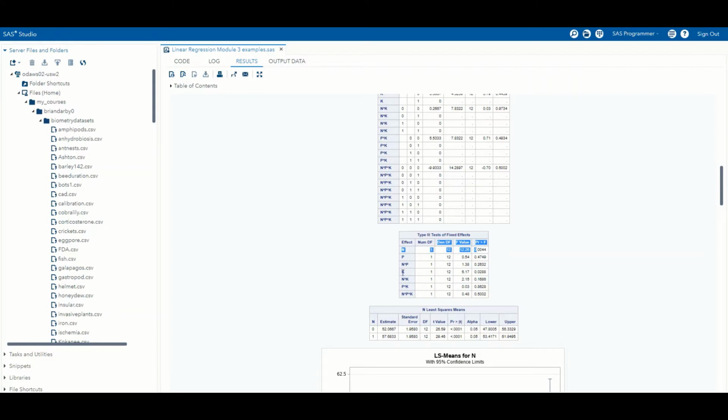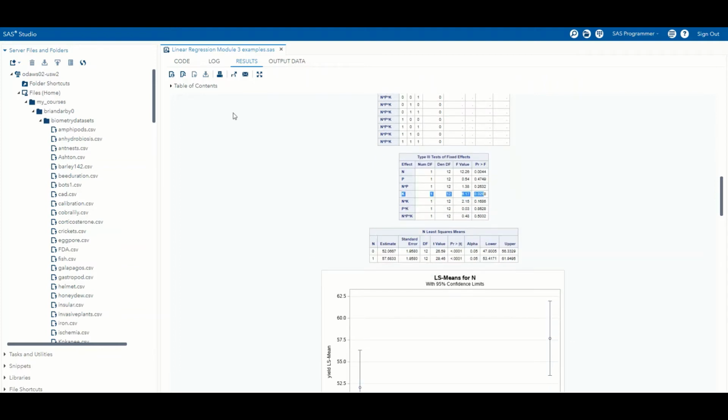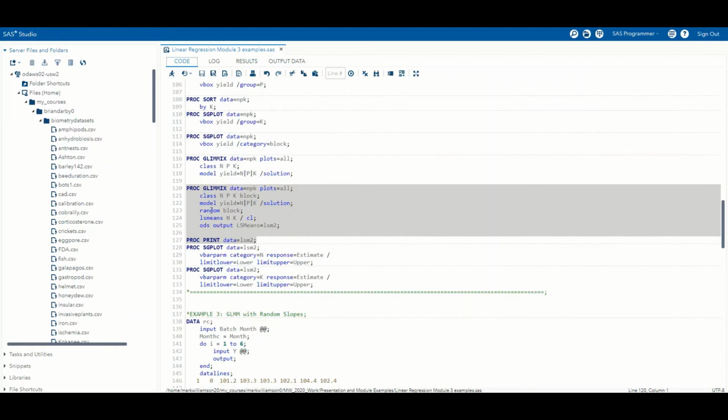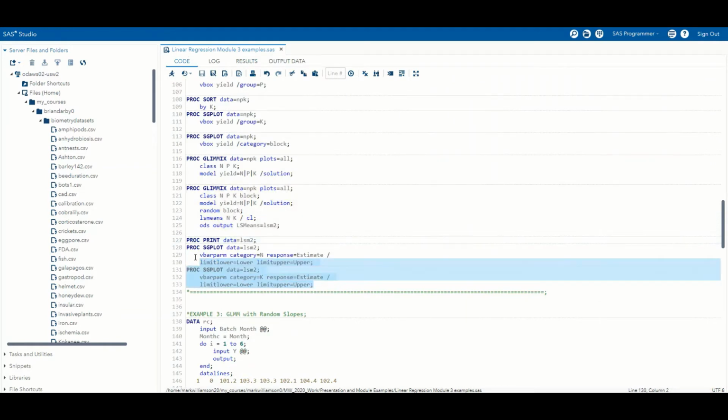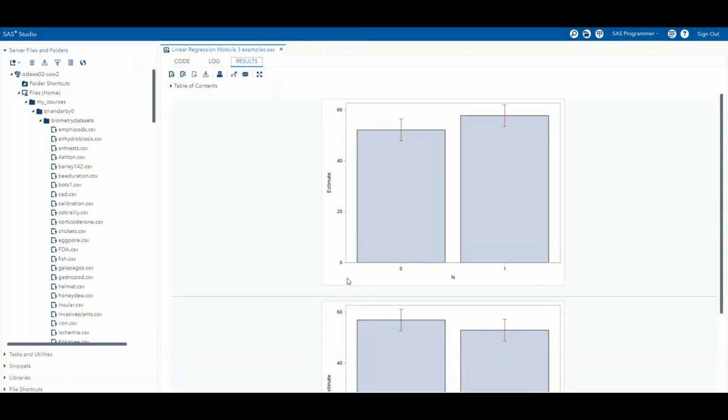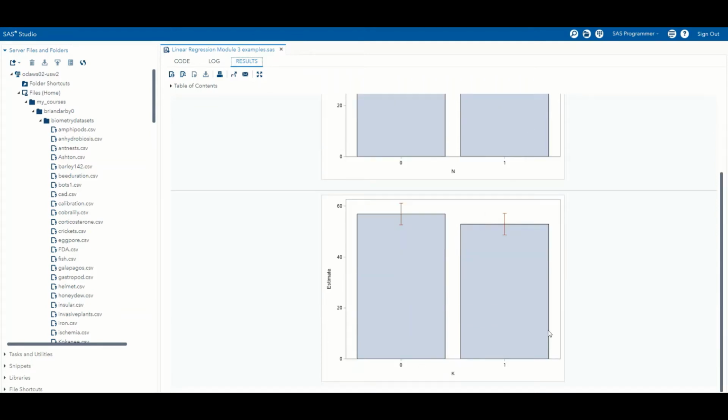But interesting, now potassium, after accounting for the random effects of block, is now significant, which is good to know, that it really mattered that we added our random effect in here. And so if we just plot these here, we can see once again, higher yields for nitrogen, but lower yields for potassium.